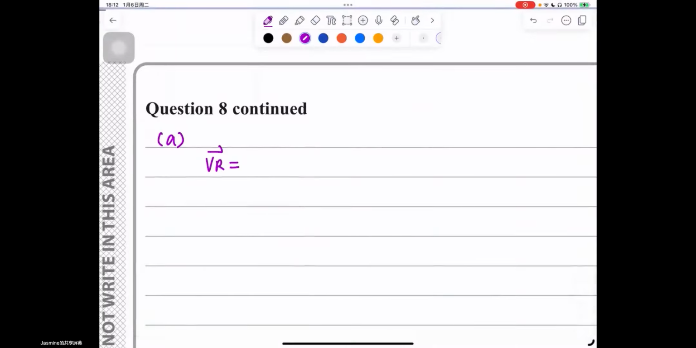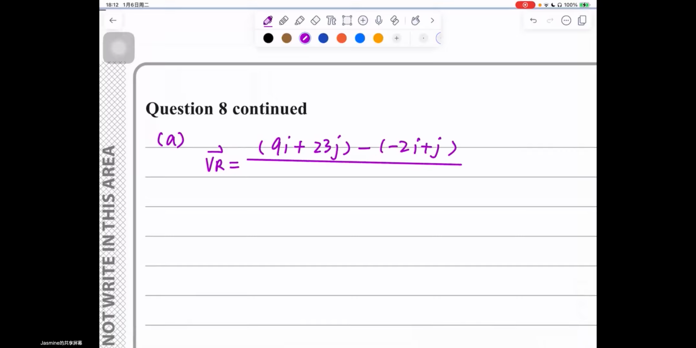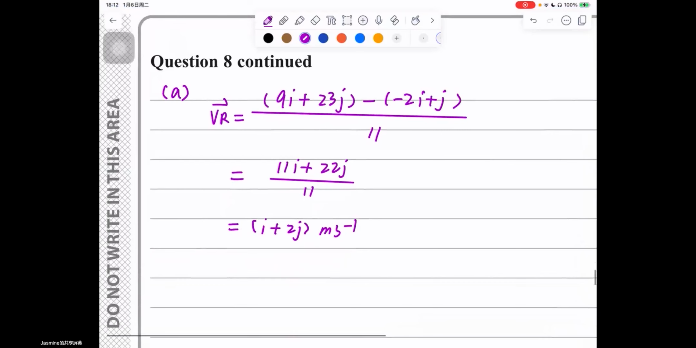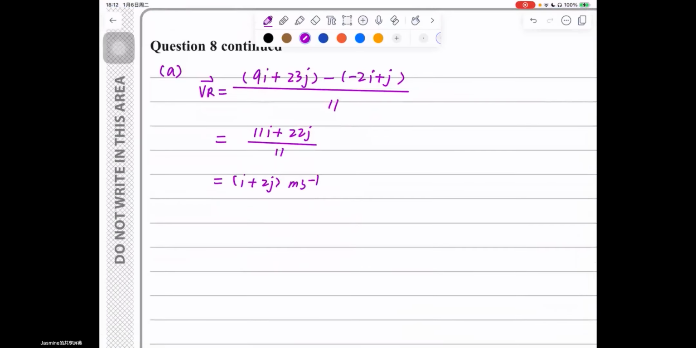v equals the change in displacement, which is the final position vector, 9i plus 23j, minus the initial position vector, minus 2i plus j, and then divided by the time. The time is 11. Okay, calculating that, we get 11i plus 22j divided by 11, which is equal to i plus 2j meters per second.